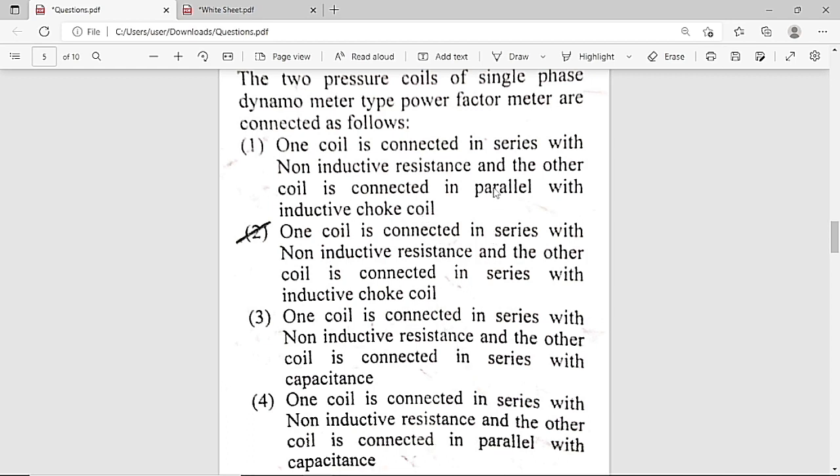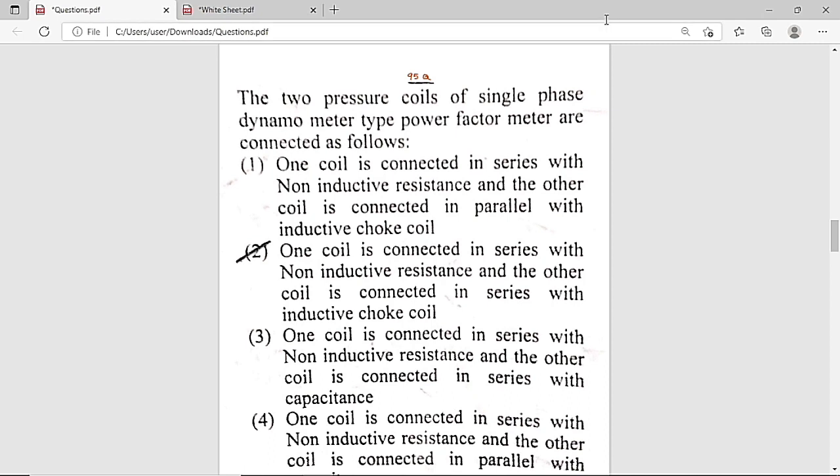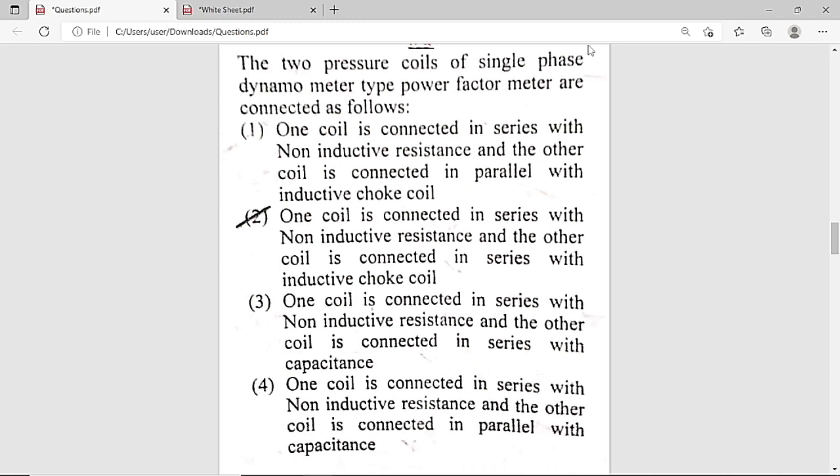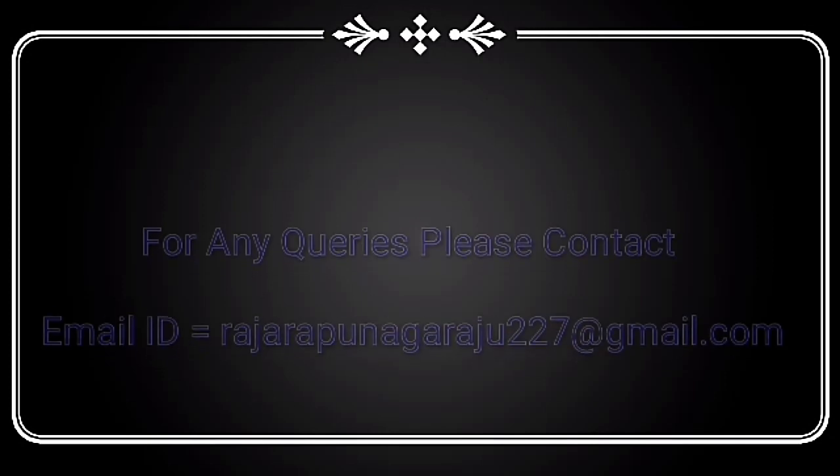You can read the other options also. Parallel means wrong. Here also parallel means it is wrong. Here it is series and series, but one coil is connected in series with the non-inductive resistance and the other coil is connected in series with the capacitance. There is no capacitance, so option C is also wrong. You can see clearly from this expression, parallel means option A is wrong. There is no parallel anywhere. In option D also, there is a parallel, so it is also wrong. There is no parallel connection, but here they have given the series capacitance. There is no capacitance, only a resistor as well as an inductor. So therefore option B is the only correct solution of this question.